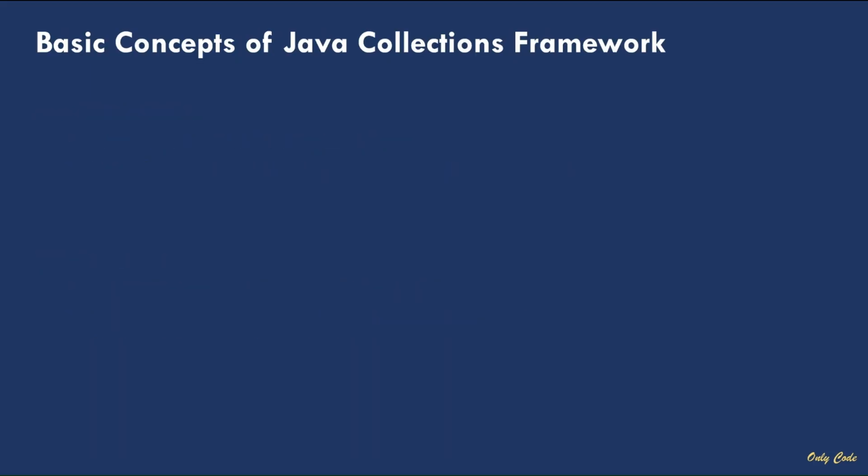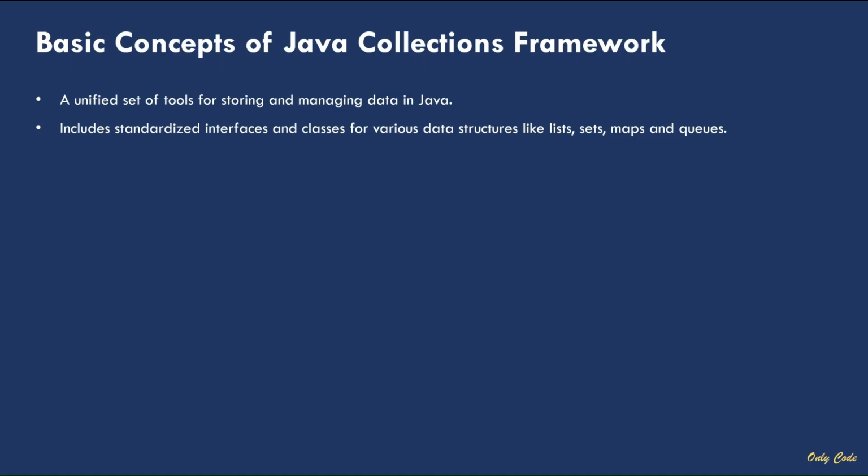Basic concepts of Java Collections Framework. The Collections Framework in Java is essentially a big container that includes a set of tools and data structures to store and manipulate groups of objects. It provides standardized interfaces and classes that allow us to manage data more efficiently, whether we are working with lists, sets, maps, or queues. The collections framework makes it much easier to store multiple objects, retrieve them quickly, sort, filter, and manipulate them using pre-built methods.